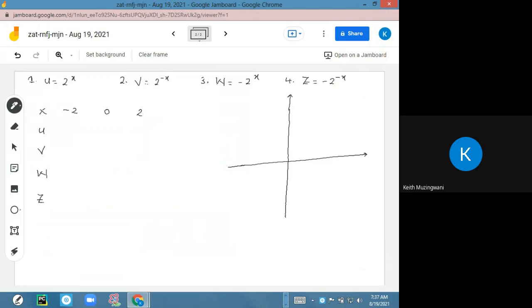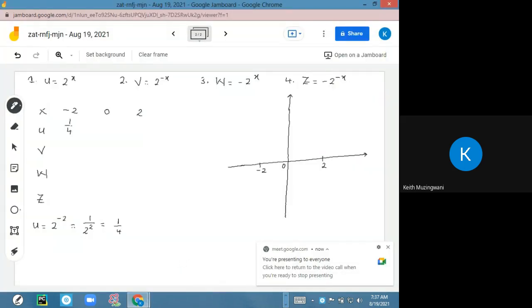Okay, so let's start with u. So u is equal to 2 to the power x. So what is u when x is negative 2? Now we all understand that the negative power is just telling us that the whole thing is happening in the denominator. Meaning we have 1 over 4. So u is 1 over 4 when x is negative 2. So we have negative 2 here, we have 0 and we have positive 2.